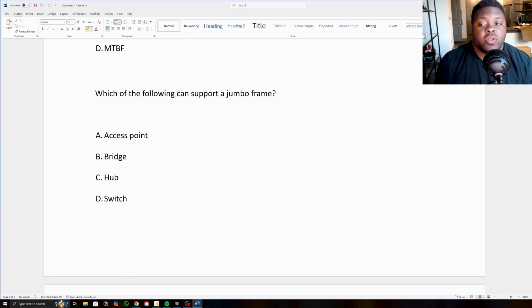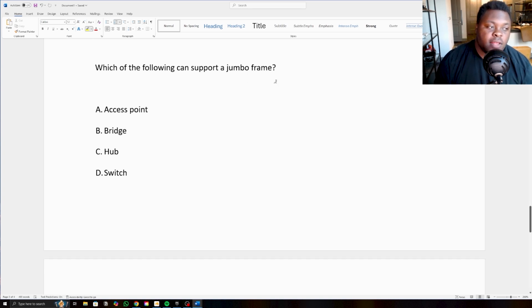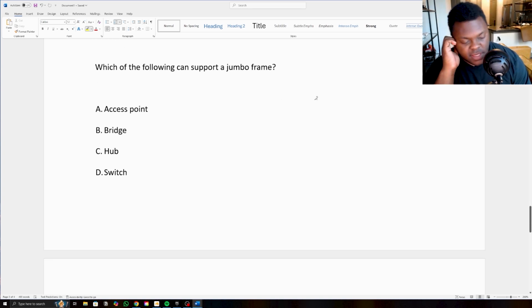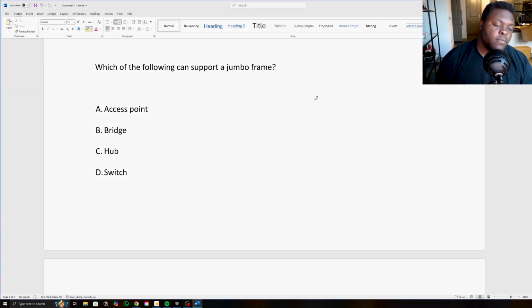Moving right along to our next question. Which of the following can support a jumbo frame? This is just something that you learn while studying about pieces of network equipment. We know that an access point just handles wireless communication. A bridge connects different network segments, and a hub, I think it just sends packets to ports. It definitely can't handle a jumbo frame, but while studying for your Network+, you'll see that a switch is used to handle jumbo frames.